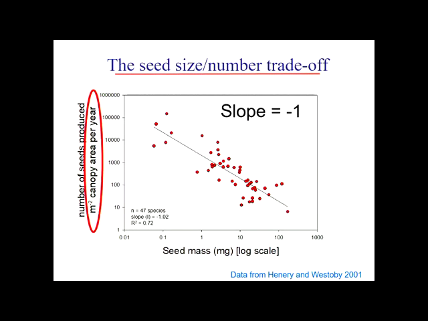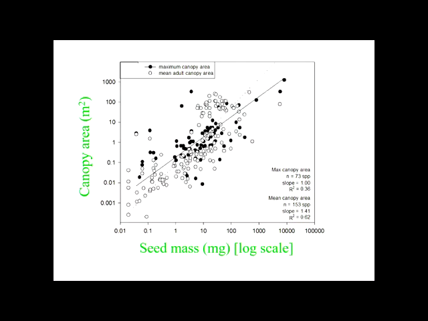But we want to know the lifetime seed production. Now, that wouldn't affect this if there was no relationship between seed size and canopy area or plant lifespan, but there is. Big seeds tend to come on big plants and small seeds tend to come on small plants.